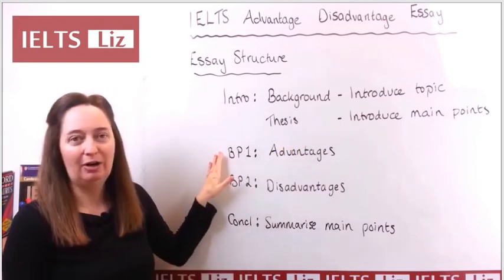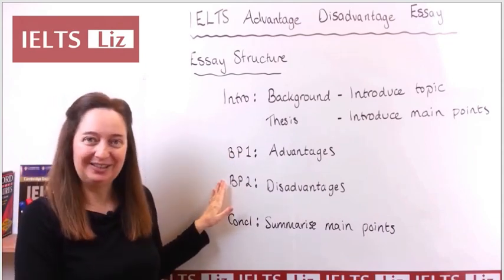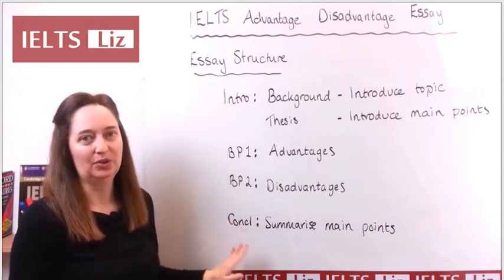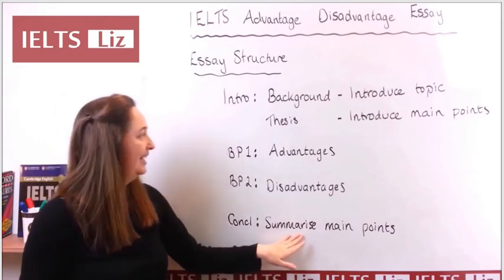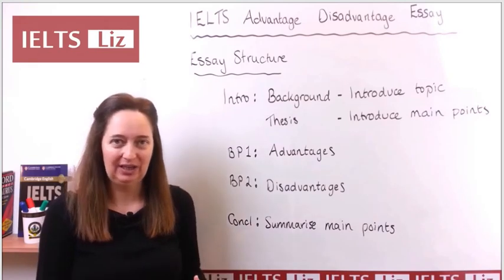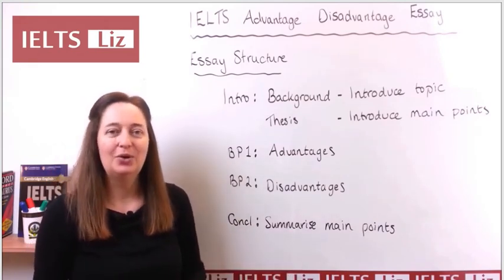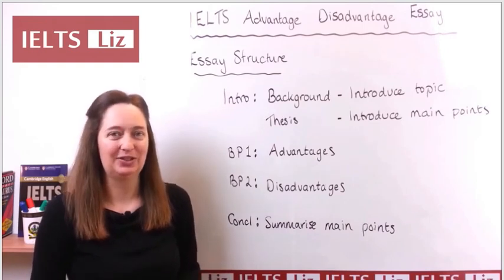Then you have 1 body paragraph for all the advantages, 1 body paragraph for all the disadvantages, and then your conclusion will summarise the main points. And again, like the thesis statement, it's difficult to summarise everything, so I'll show you very carefully how you can write that. So let's have a look again at the essay question.